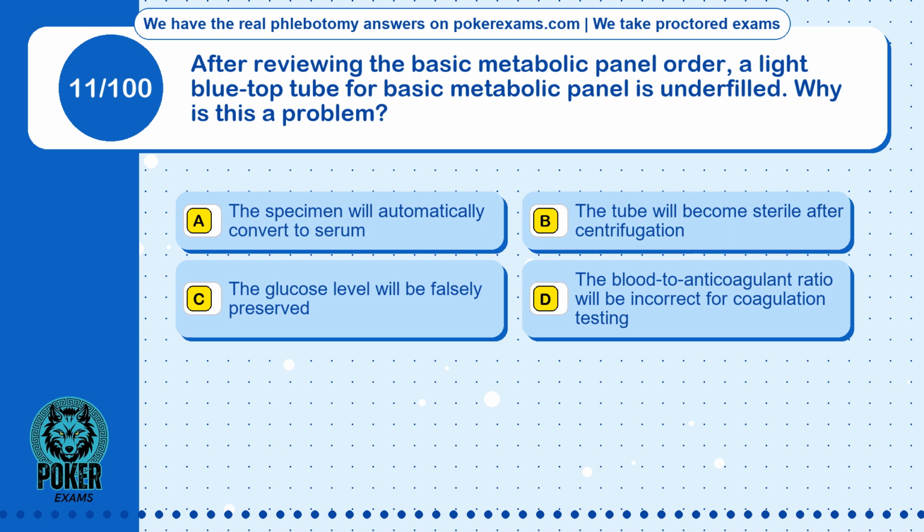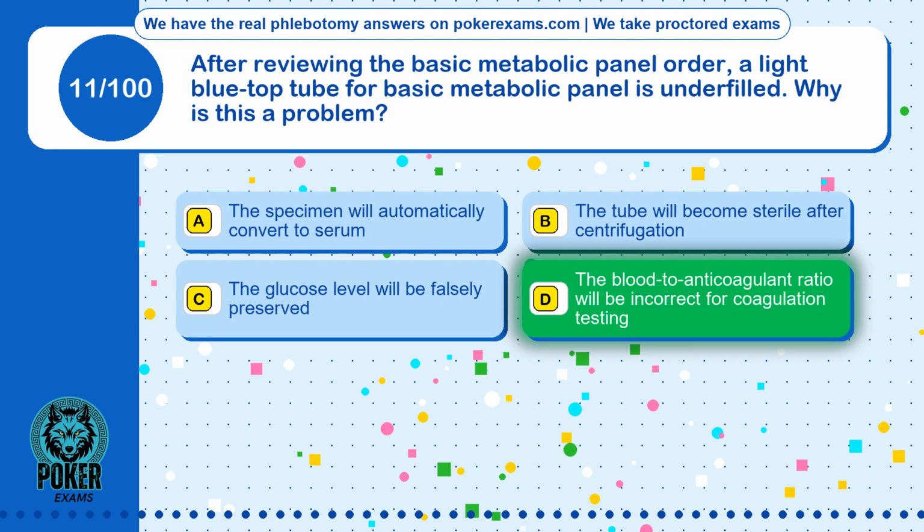Question 11. After reviewing the basic metabolic panel order, a light blue top tube for basic metabolic panel is underfilled. Why is this a problem? Option A. The specimen will automatically convert to serum. Option B. The tube will become sterile after centrifugation. Option C. The glucose level will be falsely preserved. Option D. The blood to anticoagulant ratio will be incorrect for coagulation testing.